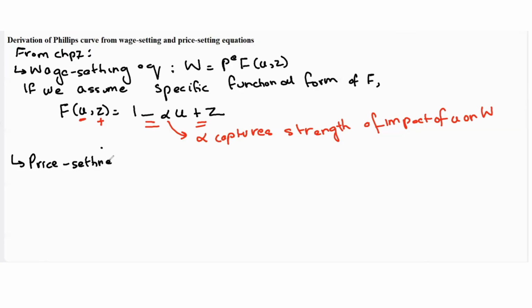Our price-setting equation is given to us as P = (1 + m)W, where m is your markup. So this is stuff we have from chapter 7. Now let's actually do this, right?